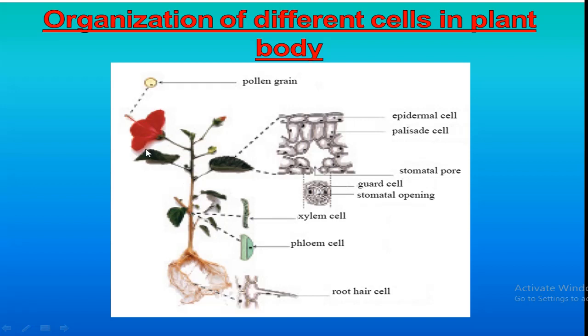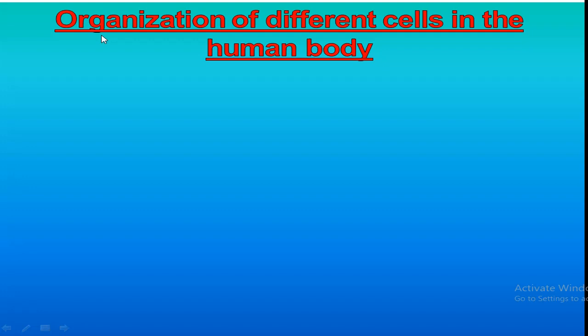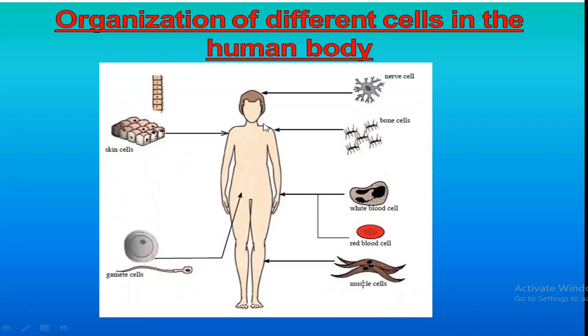So, multicellular organisms contain two or more cells. These cells are different from each other, and the functions of the different cells are different, right? Then we will learn about the organization of different cells in the human body. This is the structure of the human body. Those are the different parts of the human body.